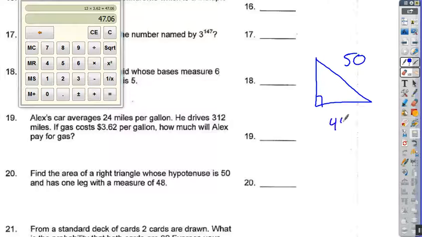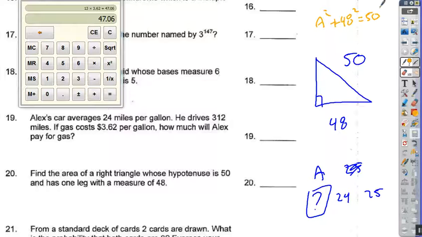a leg measures 48. Now, incidentally, there is a famous Pythagorean triple that is something, 24, 25. And if I remembered what that something was, I could just, obviously this is a scale factor of 2, I could just find it really quickly. But since I don't, and you probably don't either, we're going to use the Pythagorean theorem here. So we have a squared plus 48 squared is equal to 50 squared.